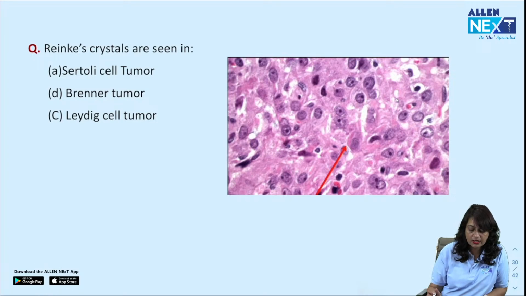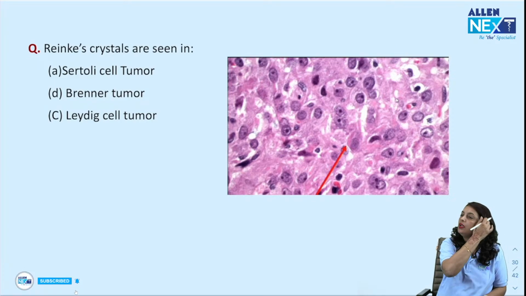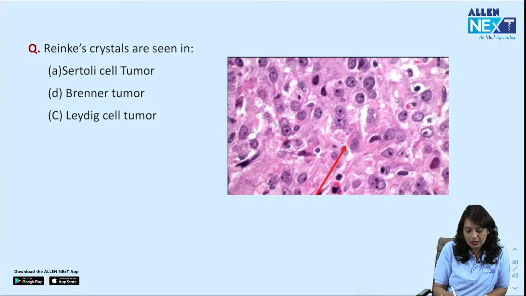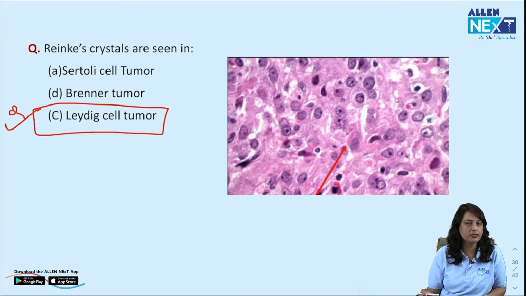Reinke's crystals are seen in Sertoli cell, Brenner cell or the Leydig cell. So these are the inclusions in the cytoplasm. So the correct answer is Leydig cell tumor, which is a virilizing ovarian tumor, or it can be a Leydig cell tumor in the testis in males.